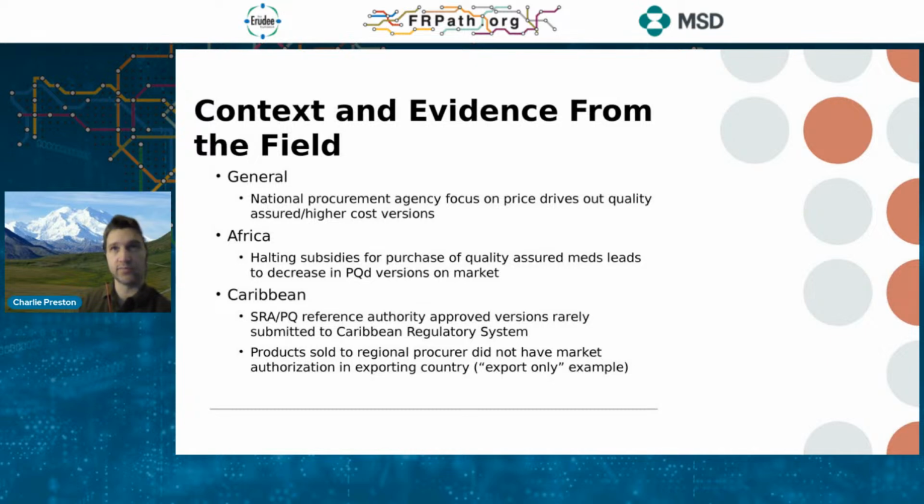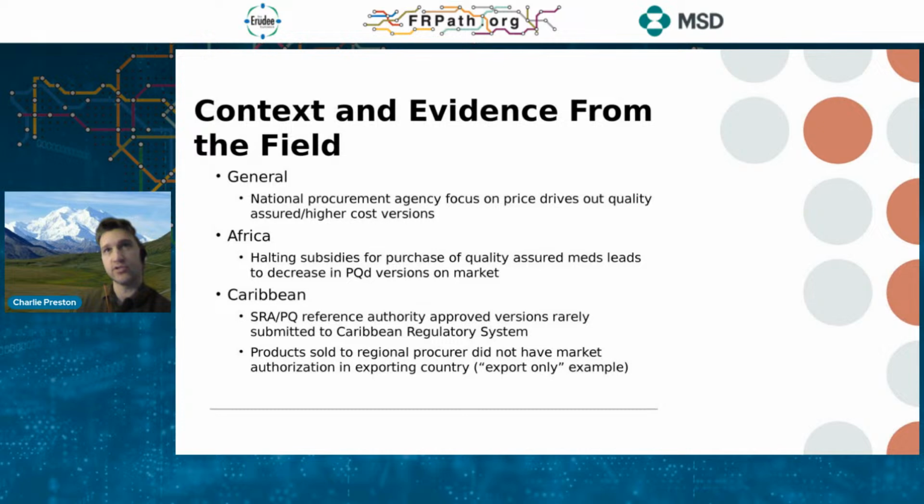And just as broad context, one of the things that we tend to see is that national procurers, the folks who are purchasing medicines on behalf of the government in low income, middle income country settings, tend to focus on, at least what I've seen, the lowest priced products. And that can be a problem in terms of driving out quality assured products. And by quality assured, we tend to mean SRA or PQ, and SRA will soon be WLA.